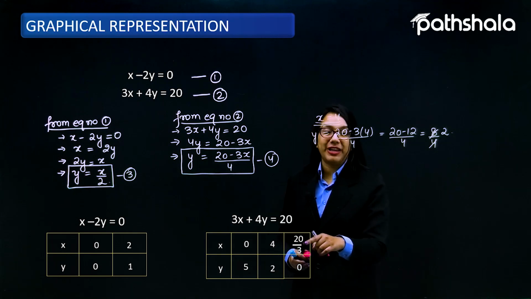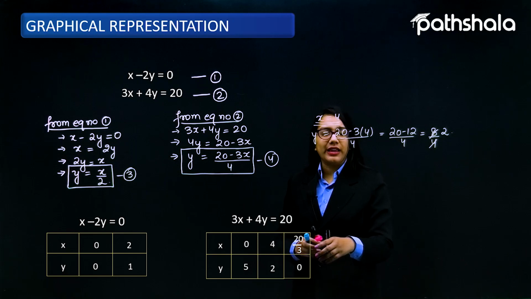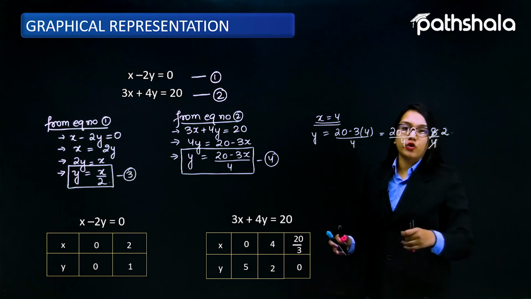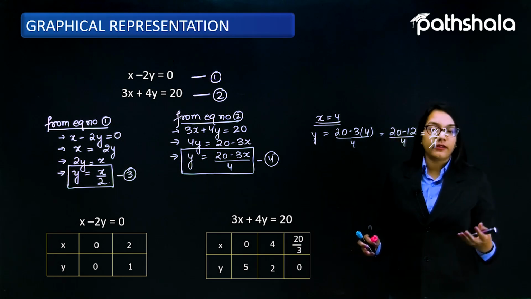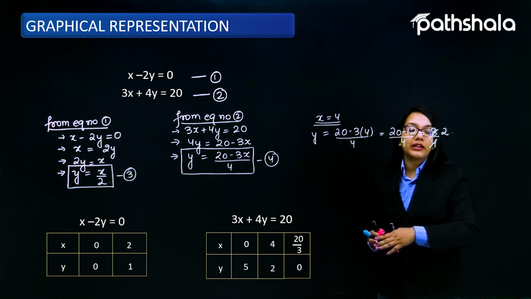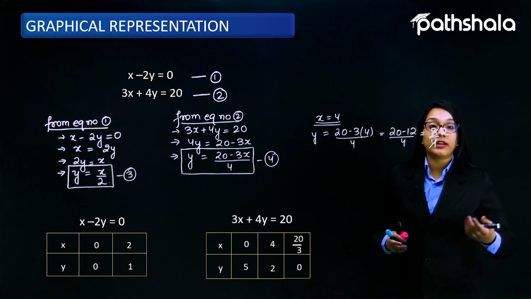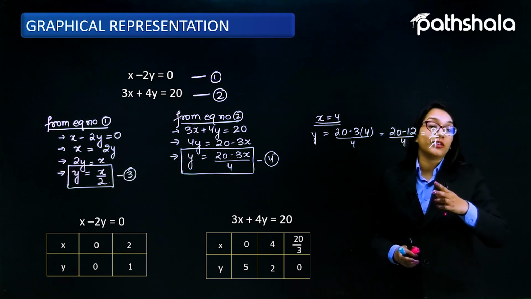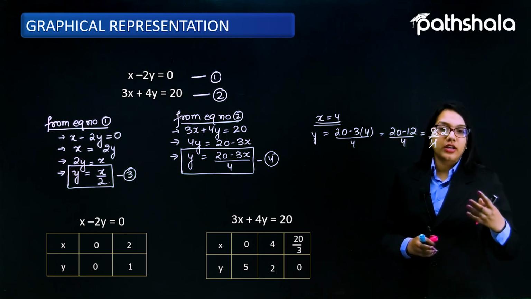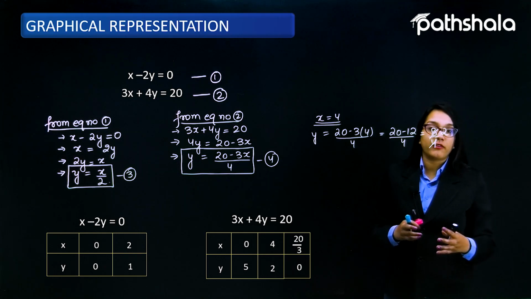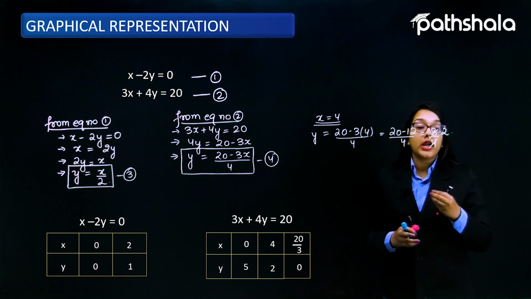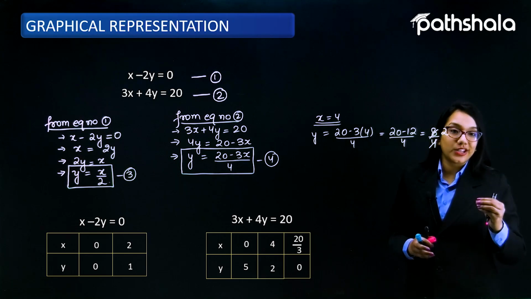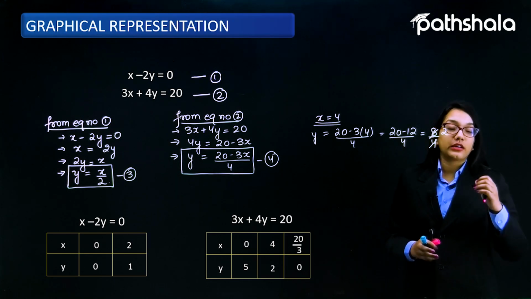Now let's talk about x being 20 by 3. Or instead of taking x as 20 by 3, you can also take y as 0. Always remember, in order to plot the graph, it is convenient to take first x as 0 and then y as 0, because then we will get two coordinates such that one lies on the x-axis and the other lies on the y-axis. So it would be easy for us to plot the graph of any linear equation in two variables. Whenever we want to plot the graph of a linear equation in two variables, it is convenient to take the x coordinate as 0 first, and then the y coordinate as 0.